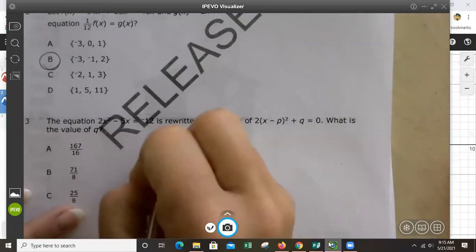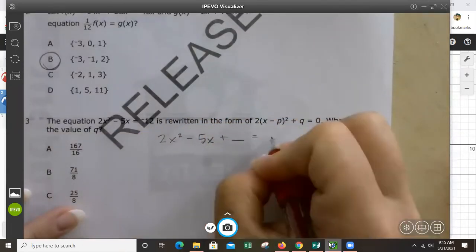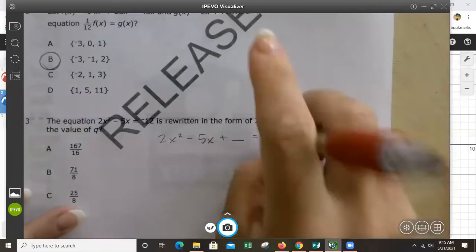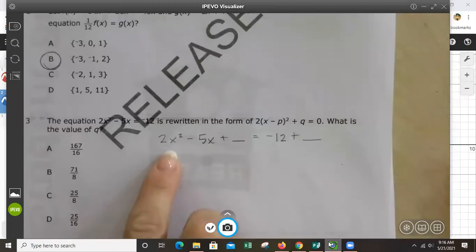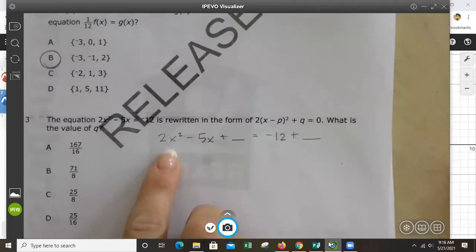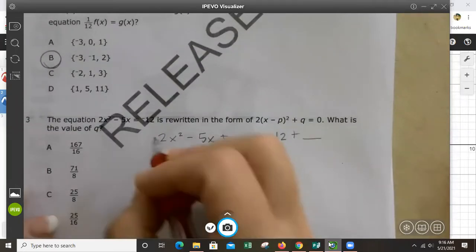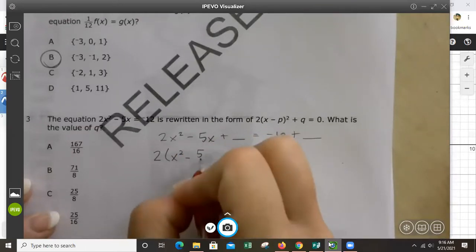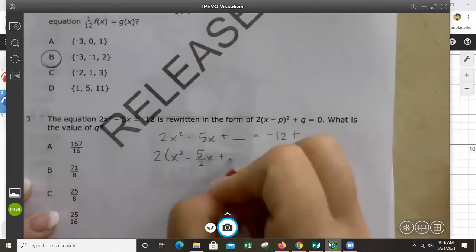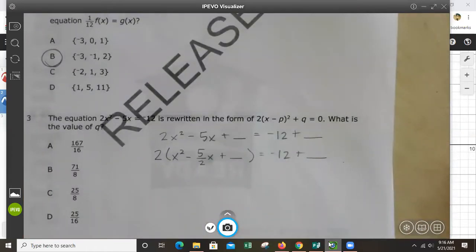So we're going to take this, 2x squared minus 5x. They already have that number moved over, so I'm just going to add the blank. And then what's wrong with this side? Yeah, the 2. So I have to take out the 2. Now I keep everything in fractions because it's easier when you finish. So we take out the 2. We have x squared minus 5/2 x plus blank equals -12 plus blank.